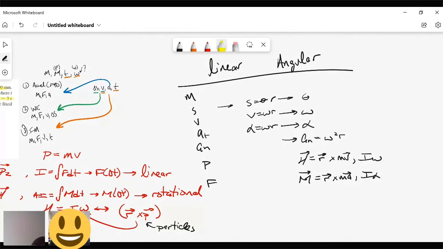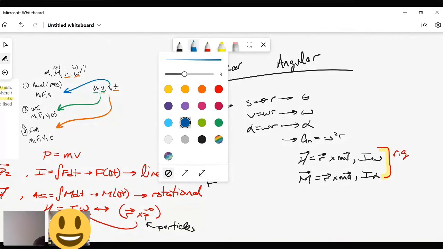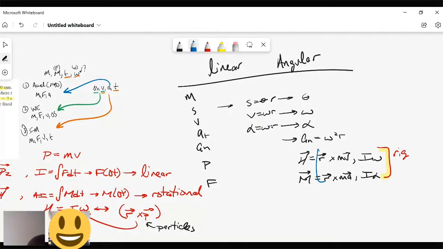So take a look at what we just did here. We have the rigid body rendition right here. And then we have the particle rendition, and I'll put it in blue, right here. But look at the variables themselves. We have W, put it in red.